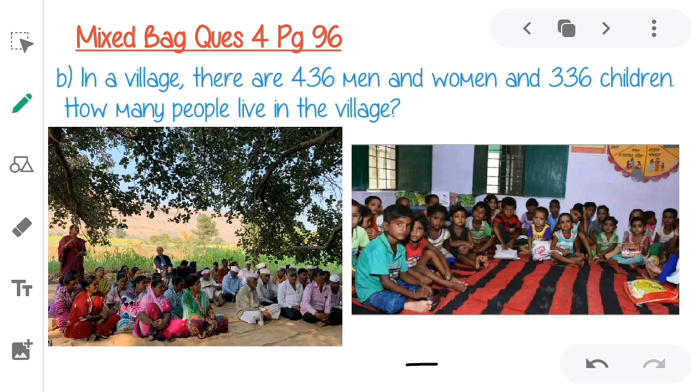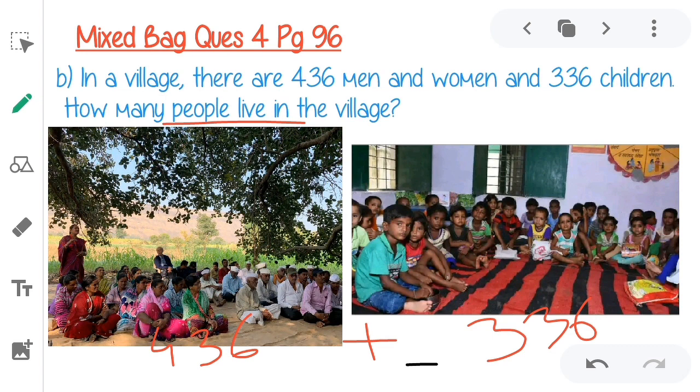The question says, in a village there are 436 men and women and 336 children. How many people live in the village? So here children, you can see there are 436 men and women. 436 is the total count of men and women both, and there are 336 children. Okay, now we have to find out how many people live in the village. That means we have to find out the total number of people that live in the village. So for that we will add 436 and 336.